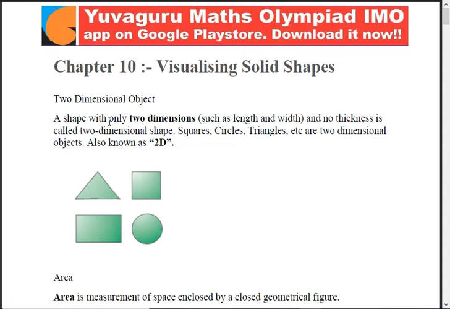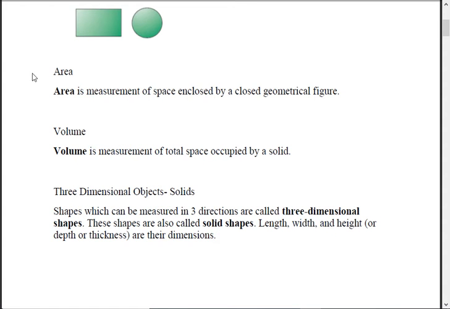What are two-dimensional? Shapes with only two dimensions, such as length and width, or somebody calls it breadth, and no thickness, are called as two-dimensional. They are called as 2D. This triangle, square, rectangle, circle, all these are 2D figures. What is an area? Area is a measurement of space enclosed by the closed figure. See this area, inside this green part is the area.